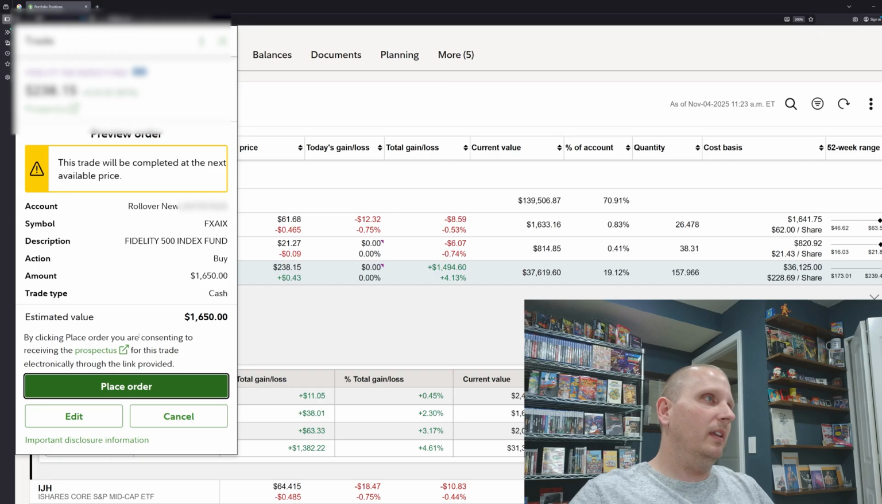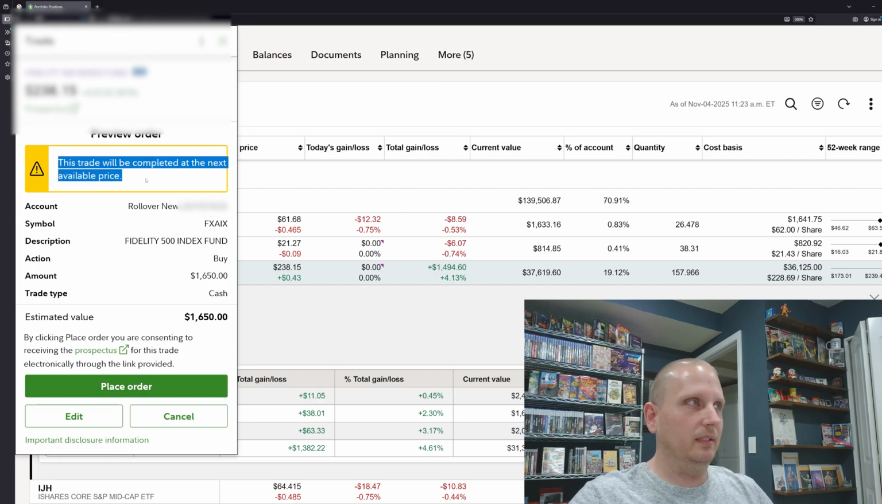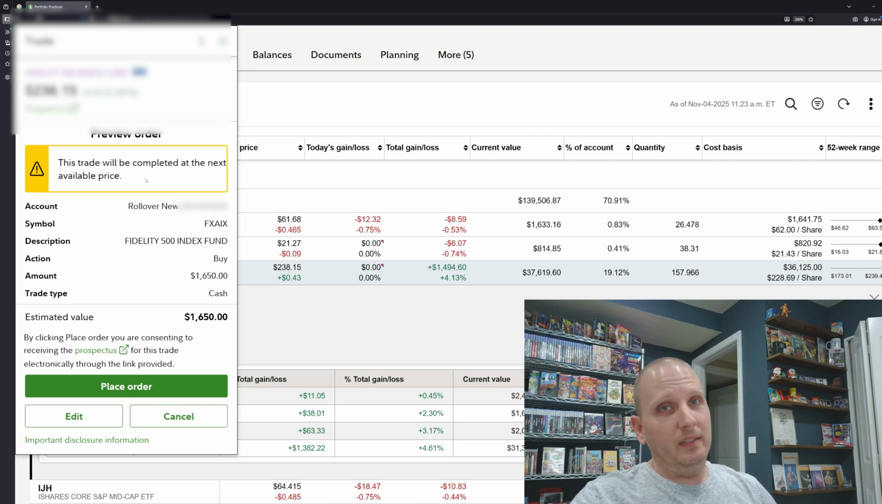So preview order again, and you'll see this time we get a warning or a message that says this trade will be completed at the next available price. So again, that just means it's going to settle after the market closes tonight.